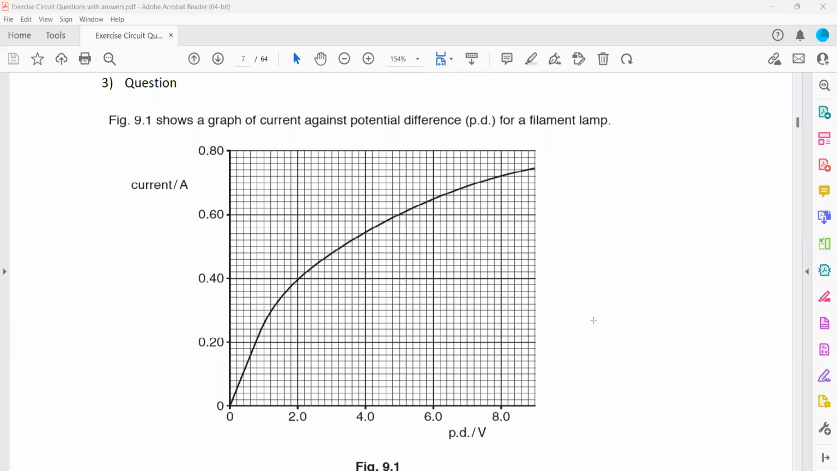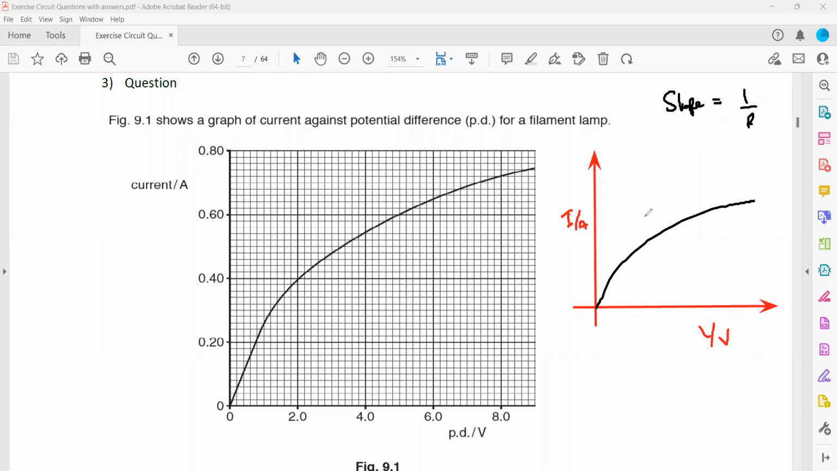For a current voltage graph, when current is on the y-axis and the voltage is on the x-axis, the slope is the reciprocal of the resistance. So slope is 1 over R. So if the slope is decreasing, as you can see from this shape, it means the resistance is increasing. And the opposite will happen if the graph was the other way around, like this, the slope is increasing. If the slope was increasing, the resistance will decrease.